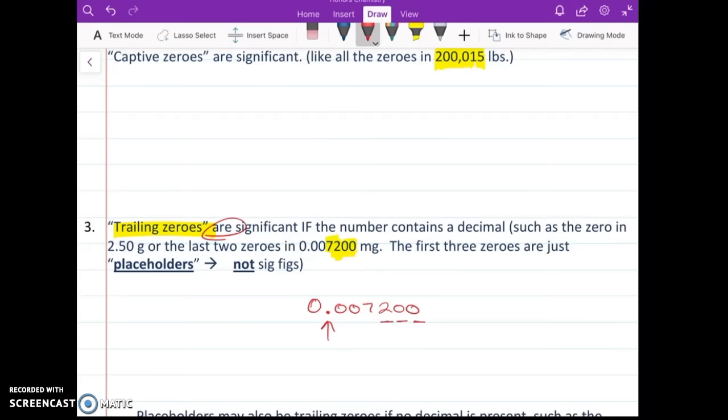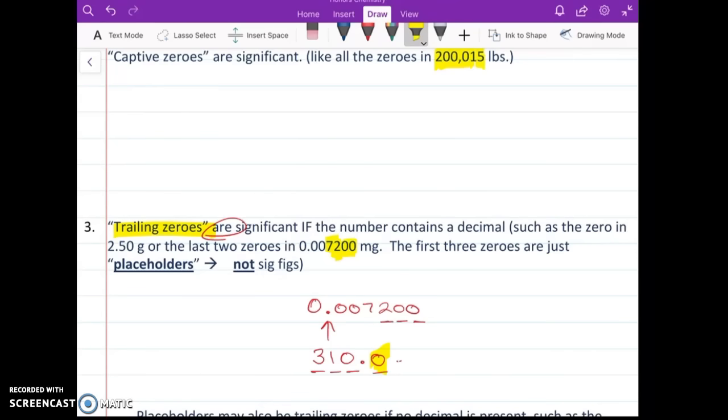Now trailing zeros can be to the left of the decimal point. So I could have, let's say, 310.0, and that would be the 3, the 1, and both zeros would be considered trailing zeros. It's not just this zero after the decimal point that's considered significant.